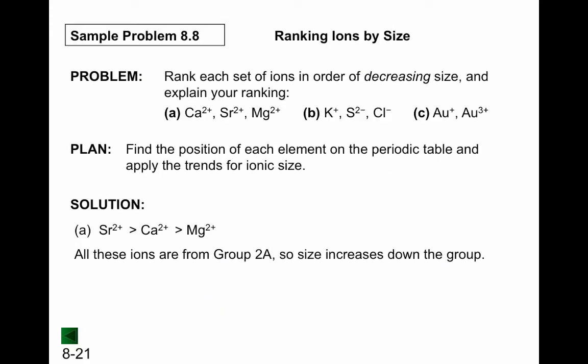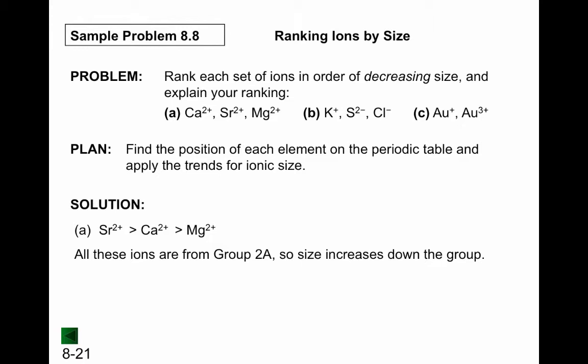In sample problem 8.8, we are asked to rank each of the given sets of ions in order of decreasing size and explain our rankings. Let's work through part A together. The ions in part A are calcium 2+, strontium 2+, and magnesium 2+. First thing we need to do is to locate these ions on the periodic table and then apply the ideas presented in this section. All of the ions in part A are from group 2A.